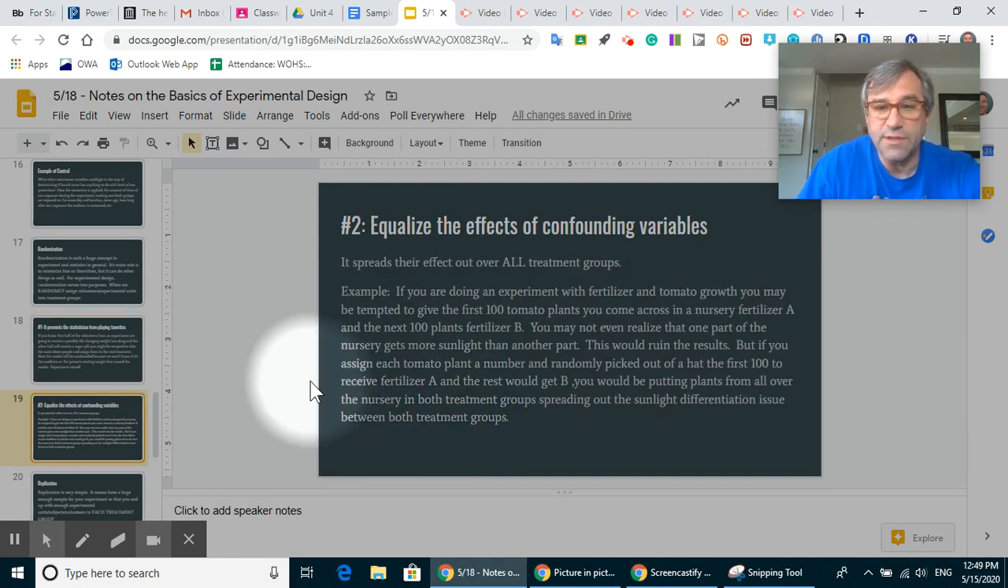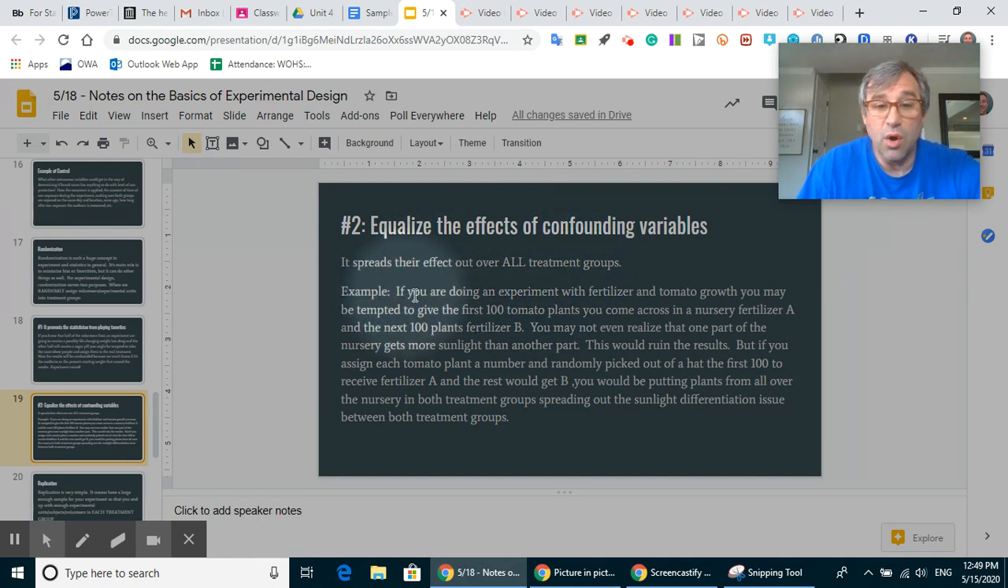The other thing that randomization does is it equalizes or spreads out the effect of confounding variables you might not have thought of when you do an experiment. There's all these other variables besides the factor that could affect your response, A, B, C, or D. There's a bunch of them, and you're not going to be able to think of all of them to control for them.